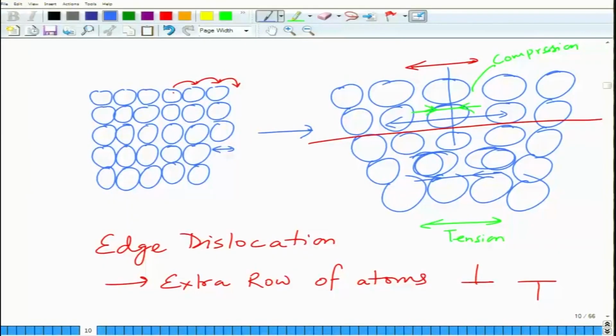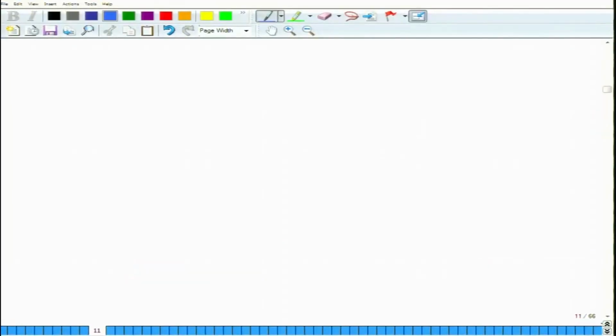When you apply stress, the dislocation will move to the right or left side depending upon that stress, and it will create deformation in the material. You can represent this edge dislocation by a grid and quantify it.